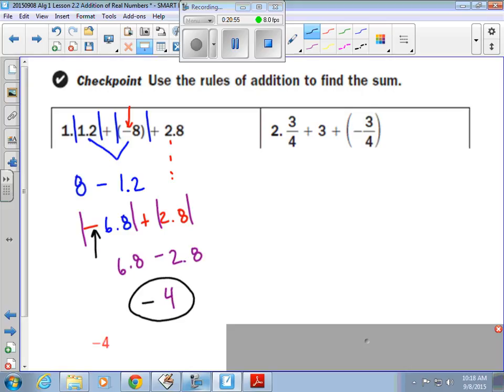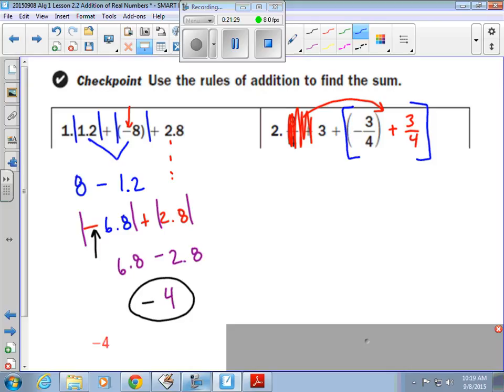On number 2, it says 3/4 plus 3 plus a negative 3/4. We know we can commute this stuff. We can commute 3/4 to here and make it say plus, since it's positive, 3/4. So now we could act like it's not here anymore. Then our associative property says we can put this together with this. So a positive 3/4 and a negative 3/4, when you put them together, are going to cancel each other out.